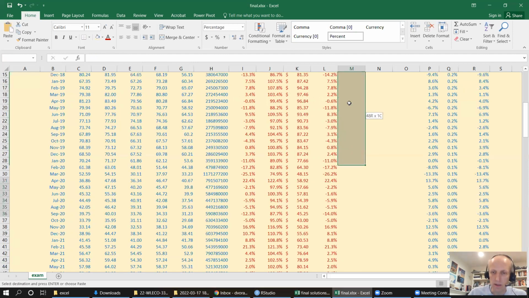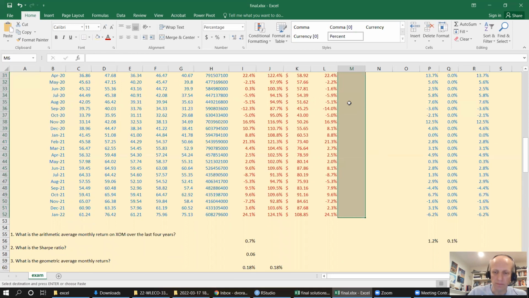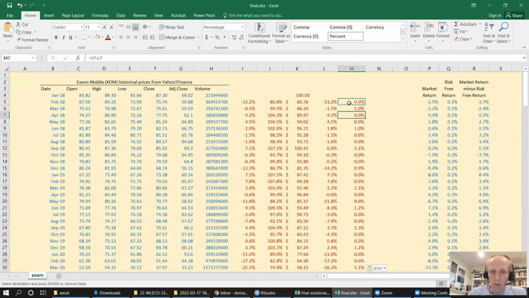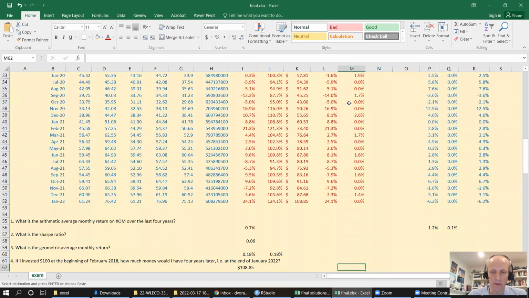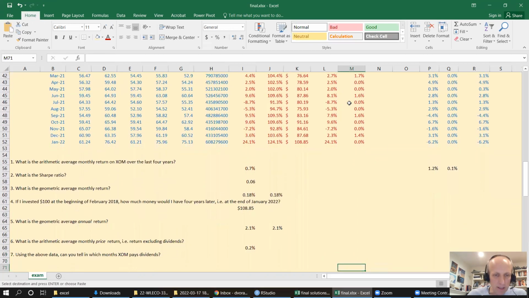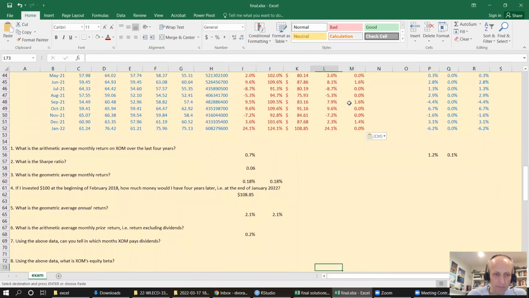Let's copy that all the way down here and see, well, in March, it looks like they paid a dividend because the total return was much higher, 1 percentage point higher than the price return. And they paid another dividend in June, and then in September, and then in December. So clearly those are the months in which Exxon pays its dividend.